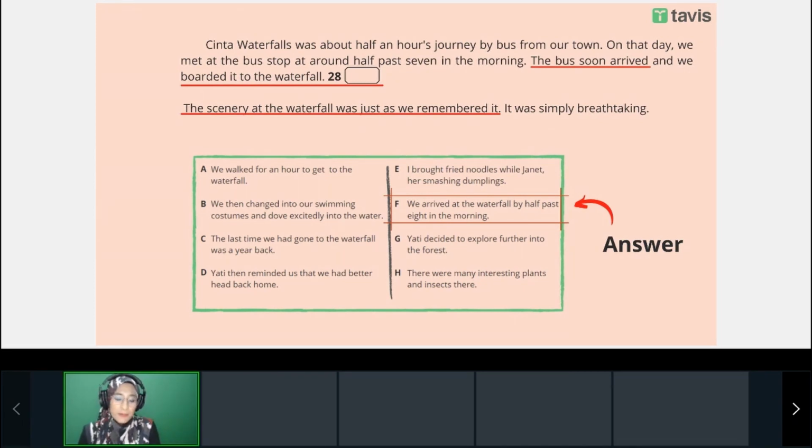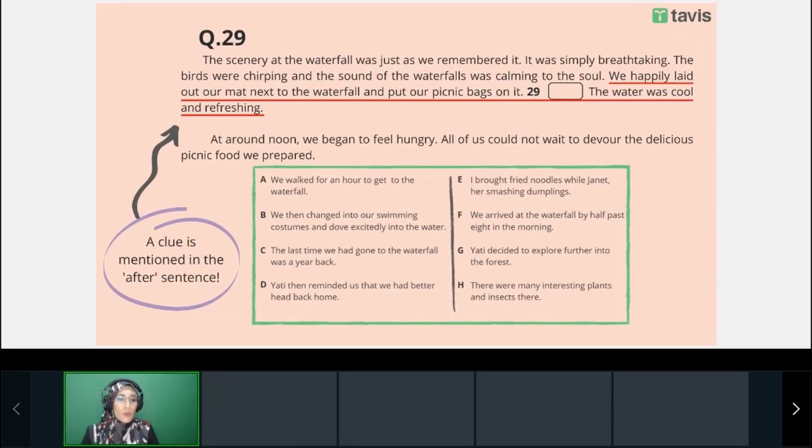Okay, just now was just to trick you. So the answer is F. So now we know that C is out and F is out in the list. Now we're going to focus on question 29. So a clue is mentioned in the after sentence. Now let's see the after sentence.